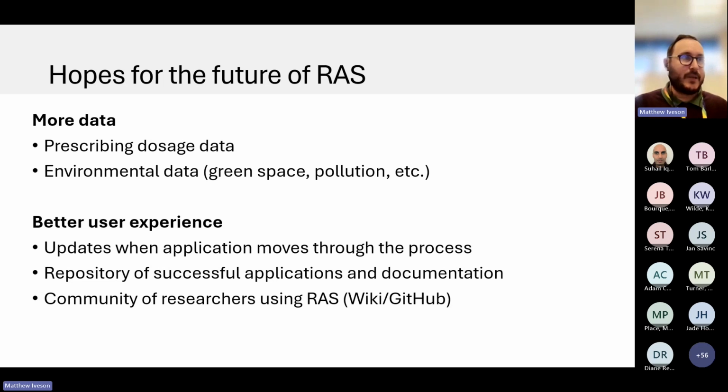In particular, Suhail mentioned having updates when things move beyond the submission process. So when they're being reviewed, that will be useful, so it doesn't just disappear into the ether. Having some sort of community space for projects that have gone through the RAS, like wiki pages and GitHub pages that can help make things easier for other RAS users, I think would be quite useful too.